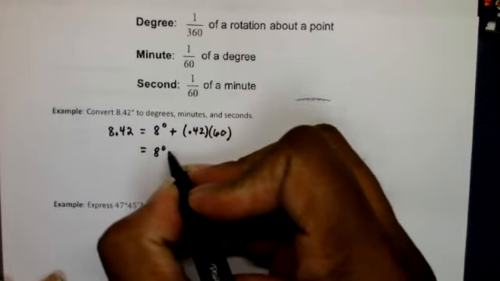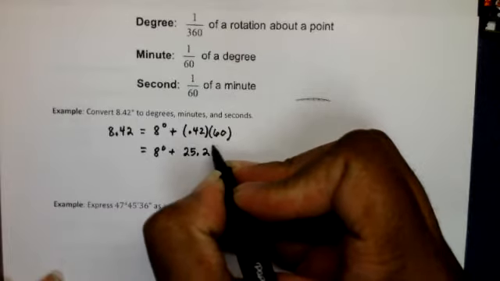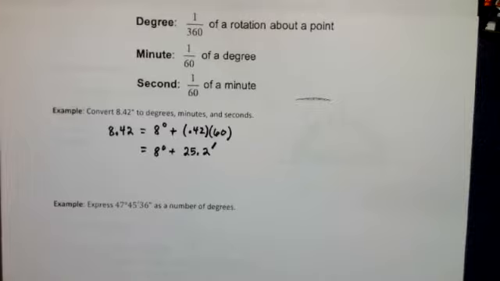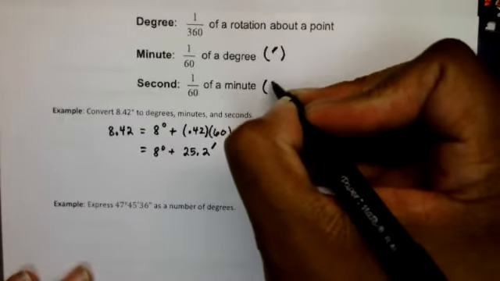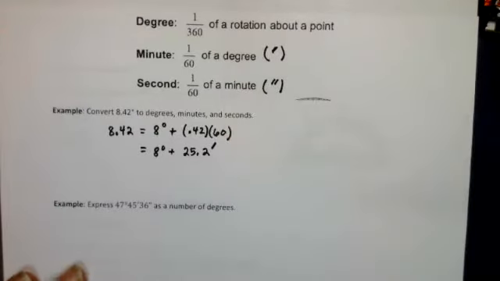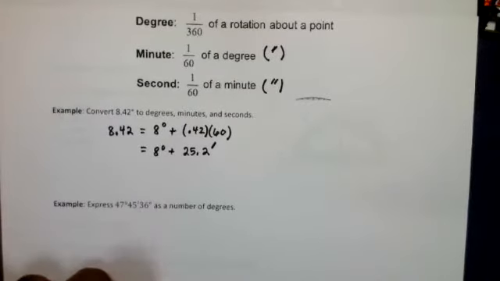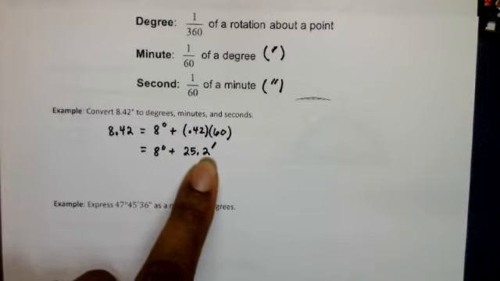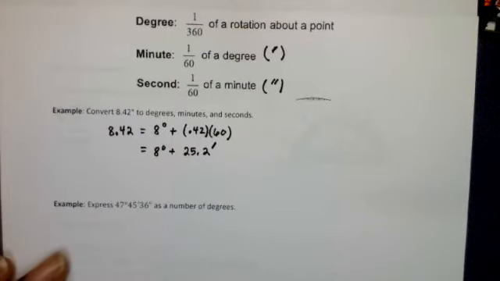So this is 8 degrees, and then I got 25.2 minutes. And this is the symbol for minutes, by the way. That's the symbol for minutes. And for seconds, it's this symbol right here. That's going to be the symbol for seconds. Okay. But my minutes and seconds have to be whole numbers here. The minutes, I have 25.2 minutes. Let's convert that part into seconds.